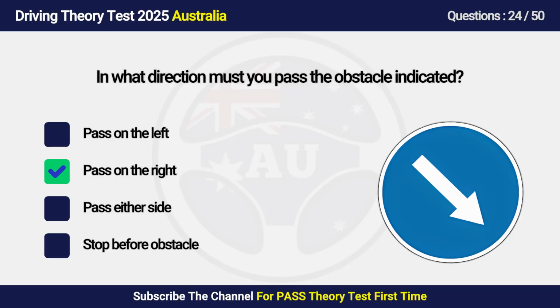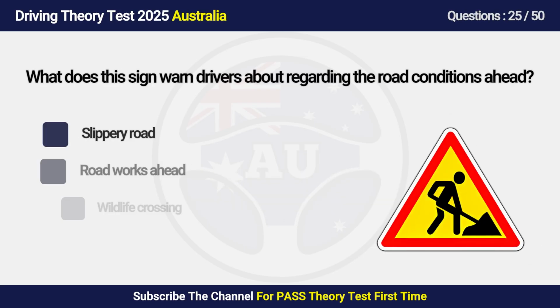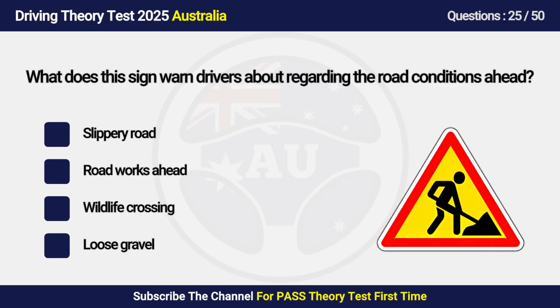Answer is B. Pass on the right. This mandatory sign indicates that vehicles must pass the obstacle, e.g., a traffic island, on the right side only. Question 25. What does this sign warn drivers about regarding the road conditions ahead? A. Slippery road. B. Road works ahead. C. Wildlife crossing. D. Loose gravel.